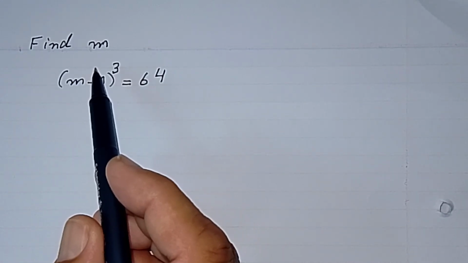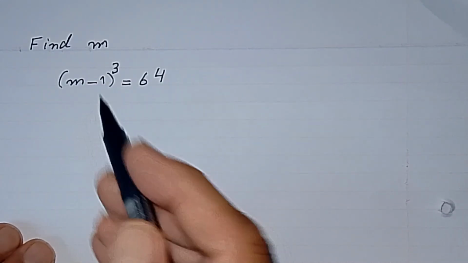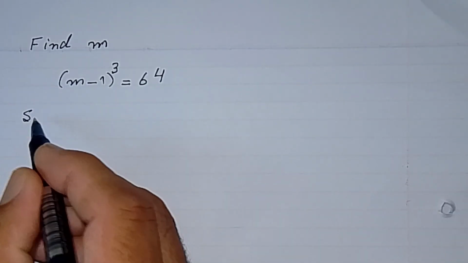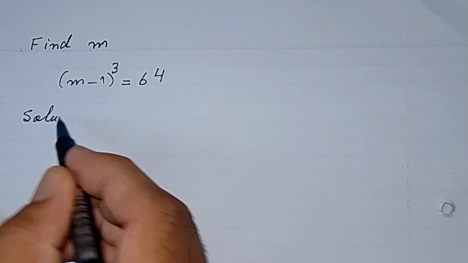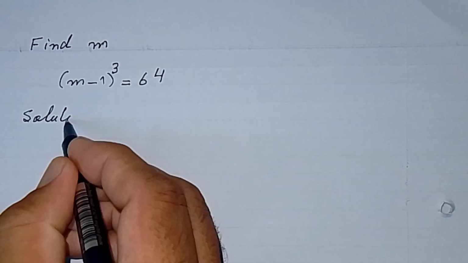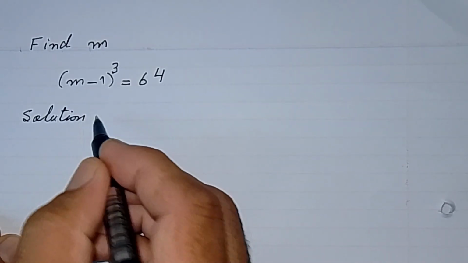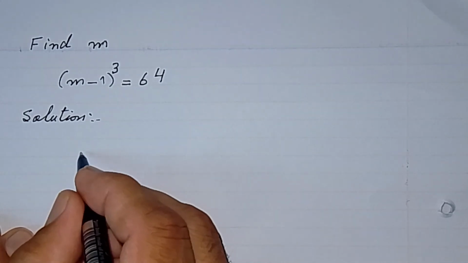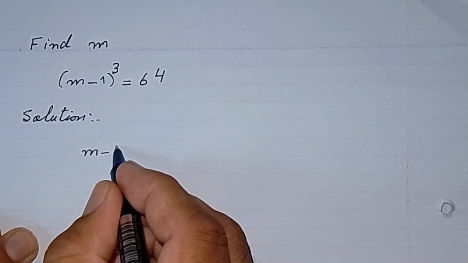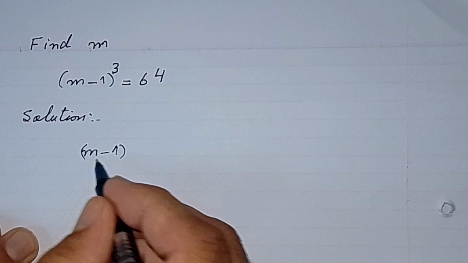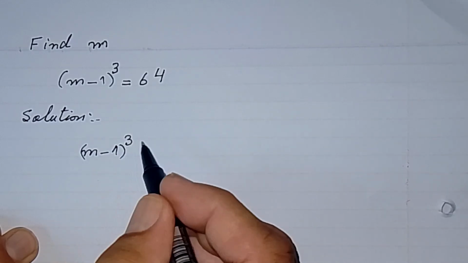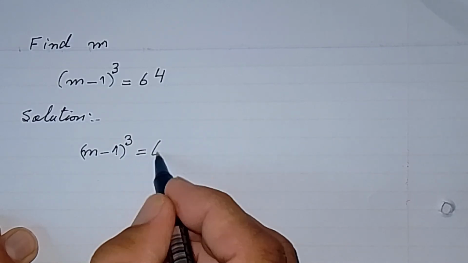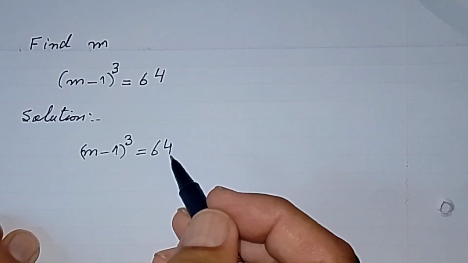Now the question is (m minus 1) whole cube is equal to 64. We have to find the value of m. Solution is (m minus 1) cube is equal to 64.